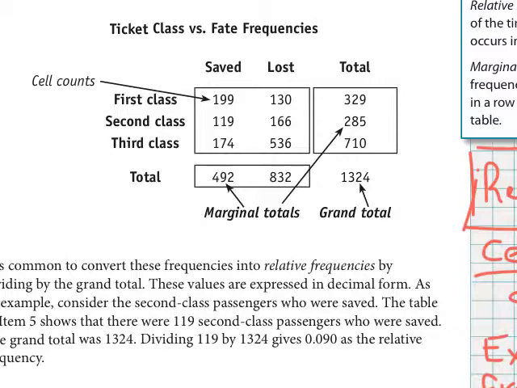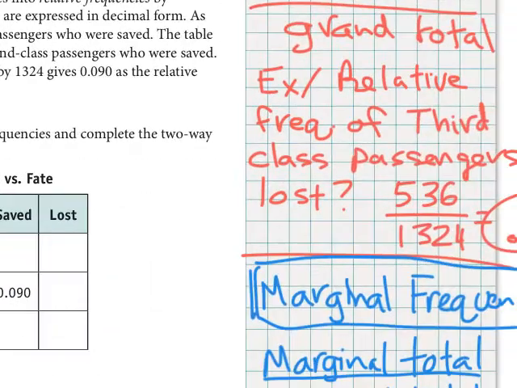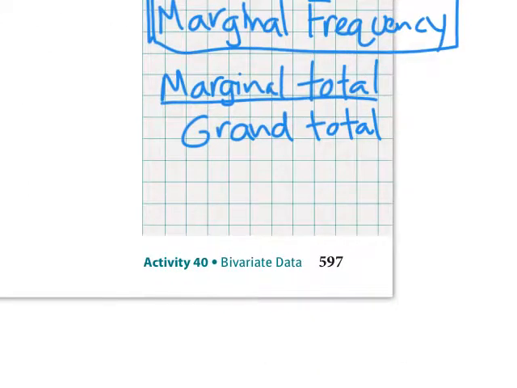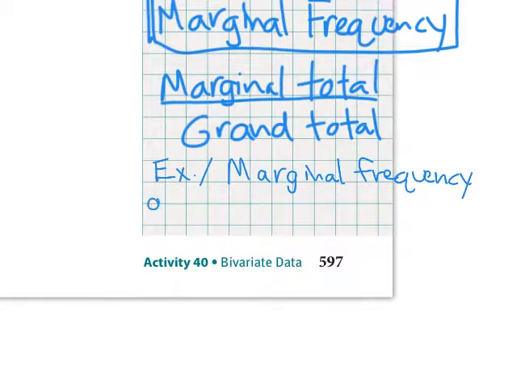For marginal frequency, I would ask a question like this. Here's my example. I want you to find the marginal frequency of people saved. Okay, so find the marginal frequency of people saved.